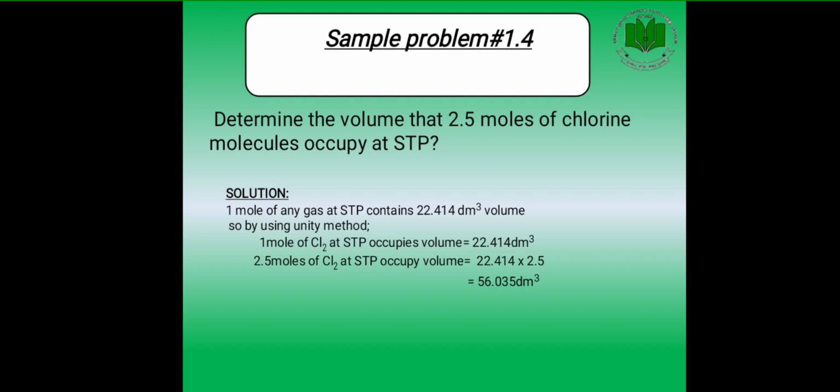आपको सबसे पहले इस रिलेशन का पता होना चाहिए कि 1 mole of any gas at standard temperature and pressure occupies 22.414 decimeter cube volume. तो ये रिलेशन है, आपने याद रखना है. Now using this particular relationship and by applying the unity method, you can find an answer. You will say that if 1 mole of chlorine at standard temperature and pressure occupies 22.414 decimeter cube volume, तो 2.5 मोल्स क्लोरीन के कितने वॉल्यूम ऑक्यूपाई करेंगे? 22.414 into 2.5, and hence you will get an answer 56.035 decimeter cube volume.